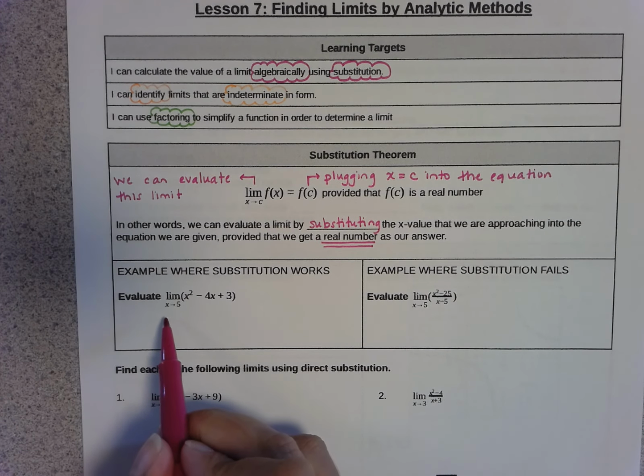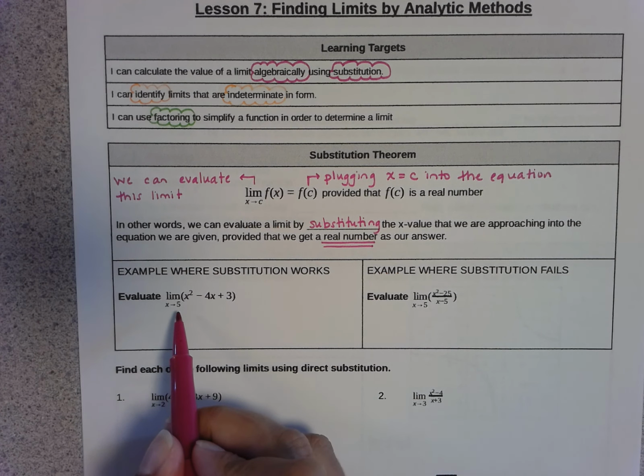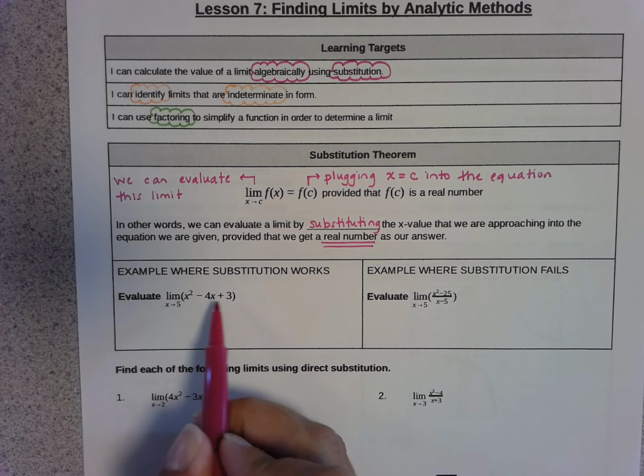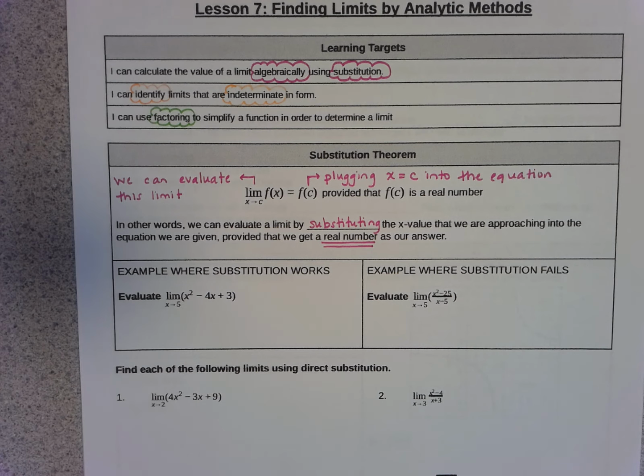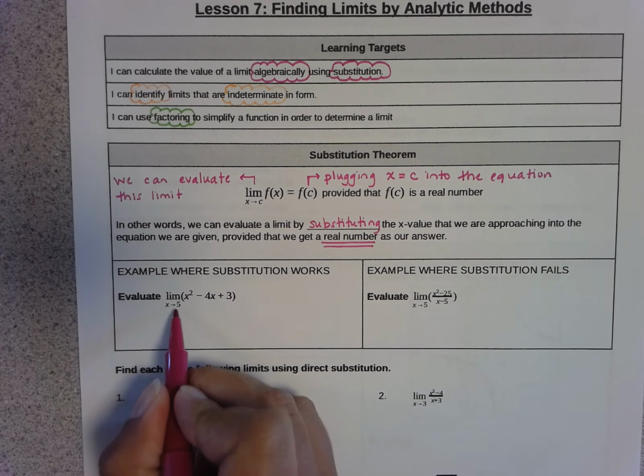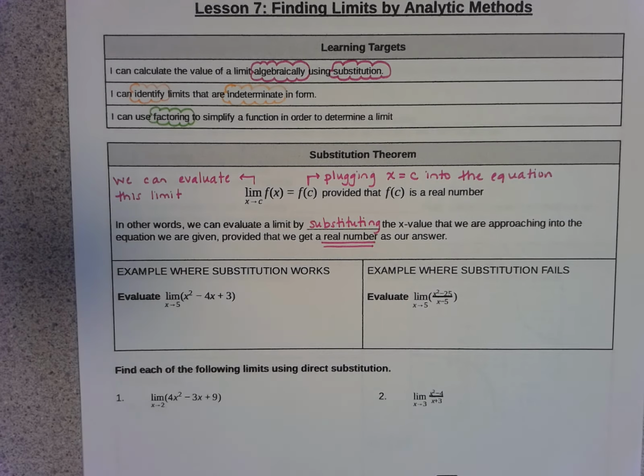If we were asked to evaluate the limit as x approaches 5 of x squared minus 4x plus 3, one option that we've learned already would be we could graph this function. Another option would be we could make a table of values near the number 5. But the easiest way to do it in this case, because we don't have a graph and we don't have a table, would simply be to substitute the value 5 into this equation.